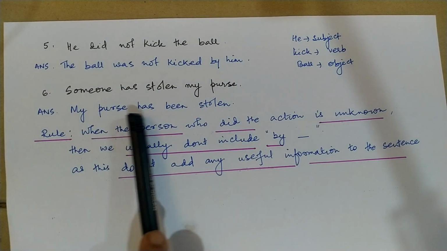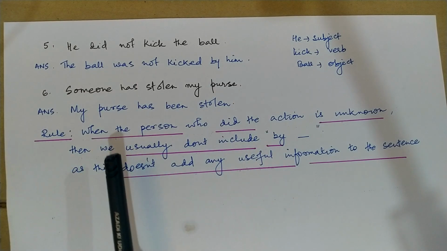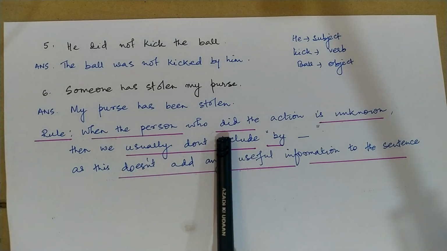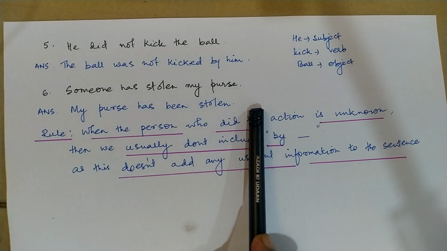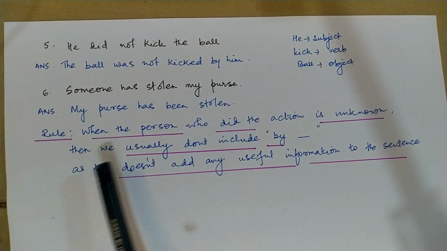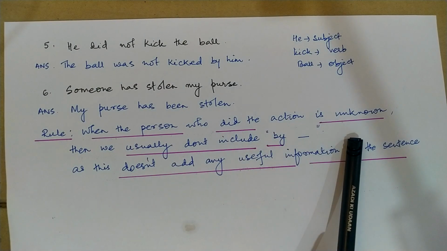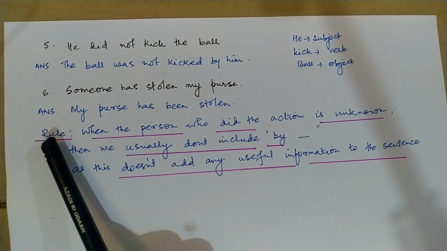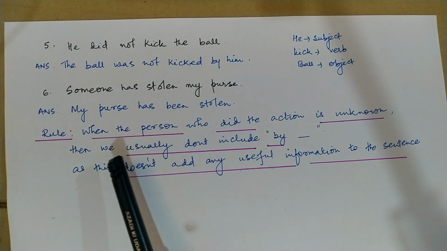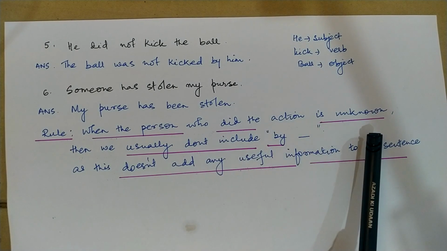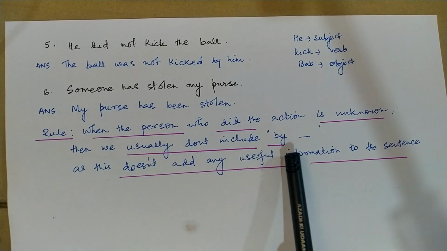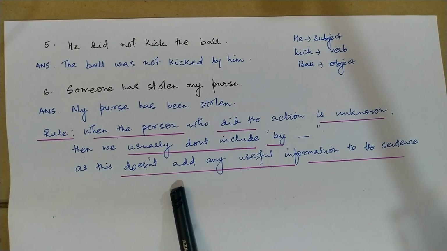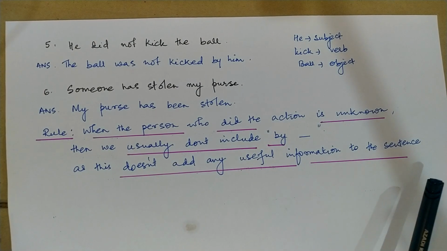Number 6. Someone has stolen my purse. My purse has been stolen. But children, you might have a doubt that why are we not saying my purse has been stolen by someone. Now a very important rule is when the person who did the action is unknown. Here someone, we do not know whether it is he, her or who. It is someone. We do not know who the person is. So in these cases, when the person who did the action is unknown, then we usually don't include by someone. We just write my purse has been stolen, as this does not add any useful information to the sentence.